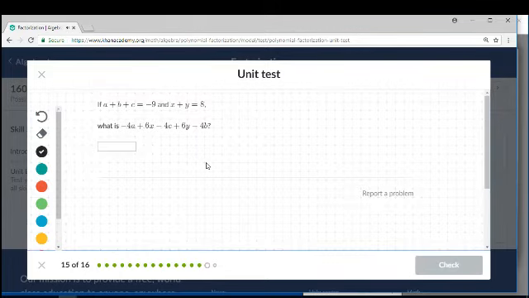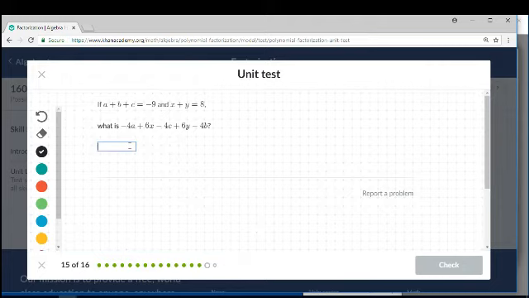Alright. a plus b plus c is equal to negative 9, and x plus y is equal to 8. What is negative 4a plus 6x minus 4c plus 6y minus 4b? Let's break this down. a plus b plus c is negative 9. x plus y is equal to 8.